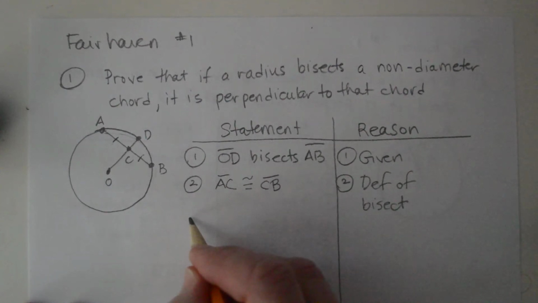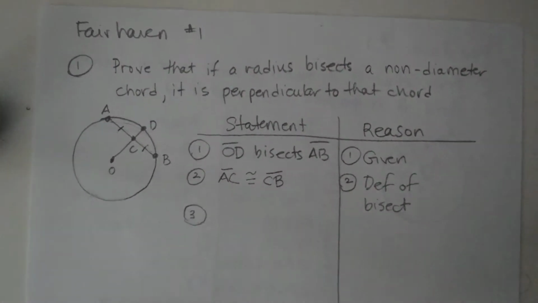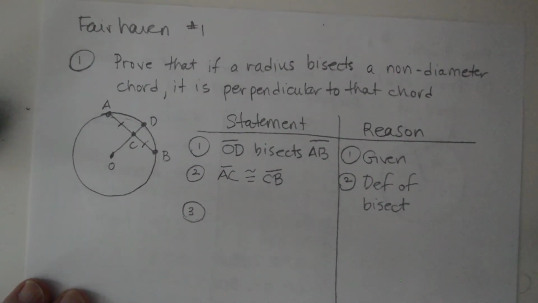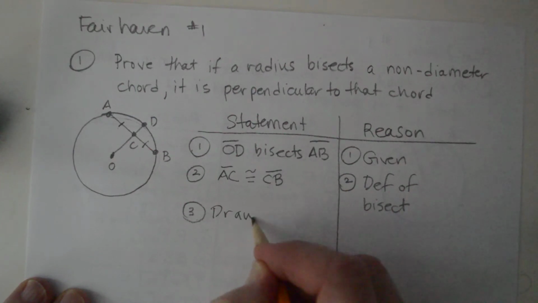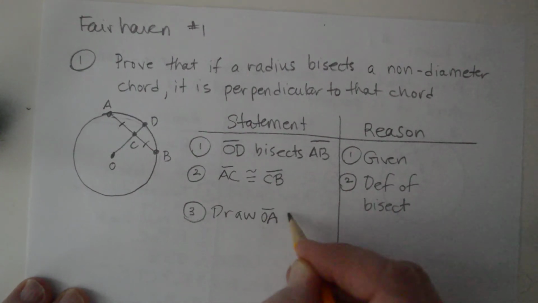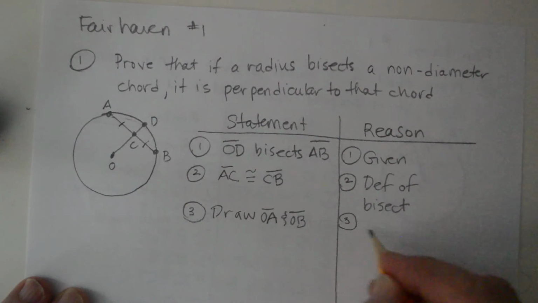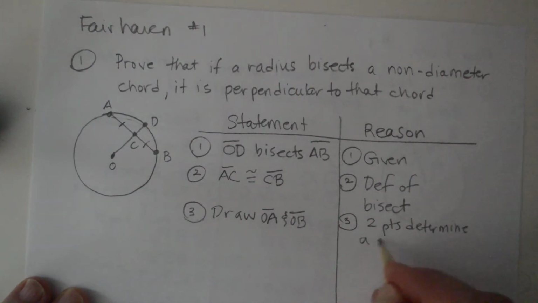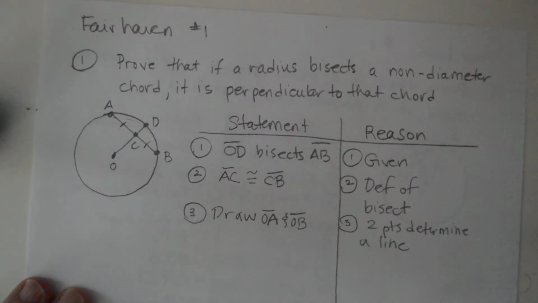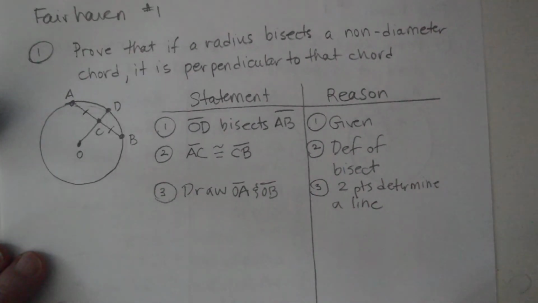All right, statement 3. He skips this one. I'm going to put it in there again. We've talked about how sometimes he writes this, sometimes he doesn't. And so just to be consistent, I'm going to write it. I'm going to say draw OA and OB. And the reason we can do that is 2 points determine a line. Again, he doesn't write that. Sometimes he does, sometimes he doesn't. So just to be consistent, we're going to write that this time.